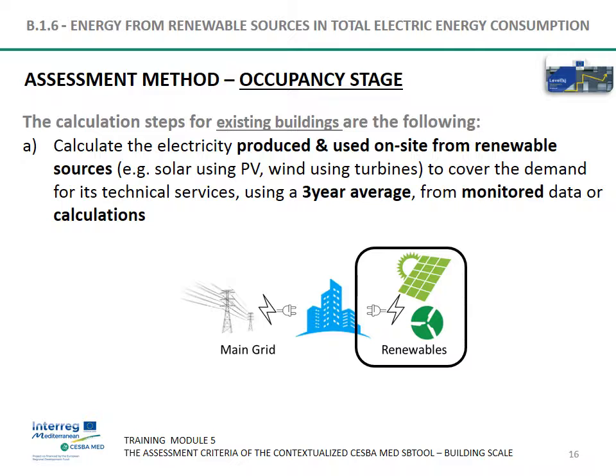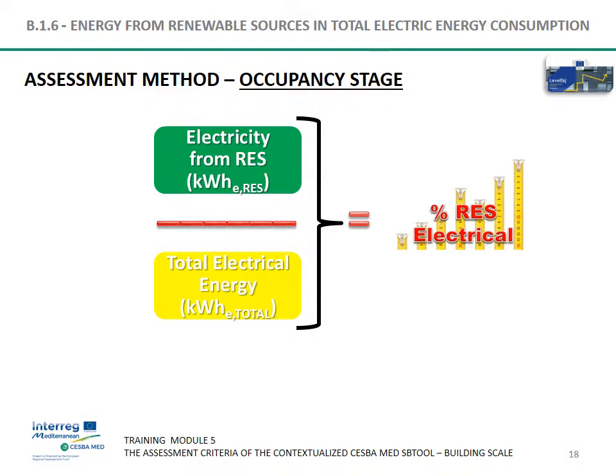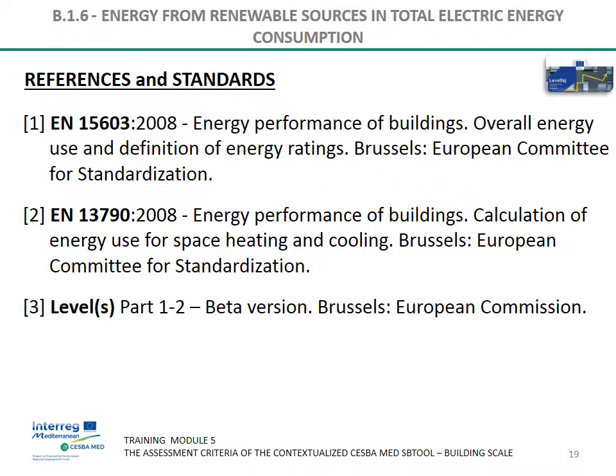For existing buildings, ideally we have actual meter data, which should be at least for 12 months. It is better if we have 3-year data in order to perform an average. So basically we measure the actual values in this case from the main grid and from the renewables. We perform the averaging and then we compute the ratio. So here would be the final computation. In this case, if it is an occupancy stage, the data should ideally be metered data. The slide shows the relevant standards for this indicator.